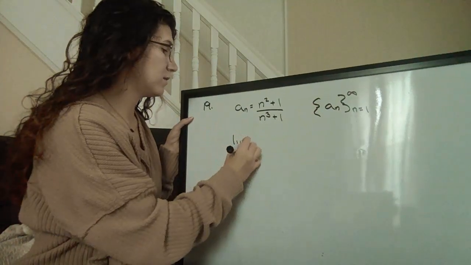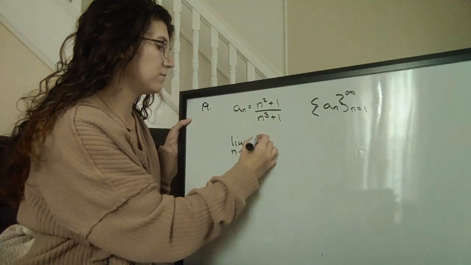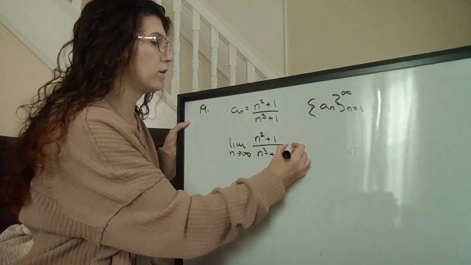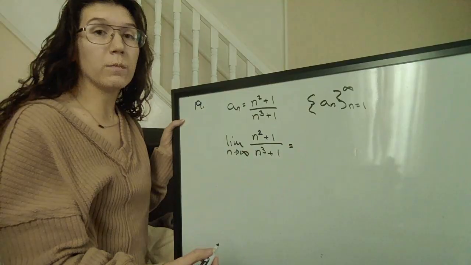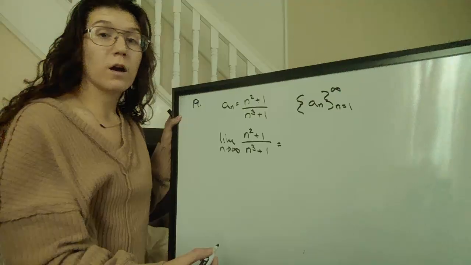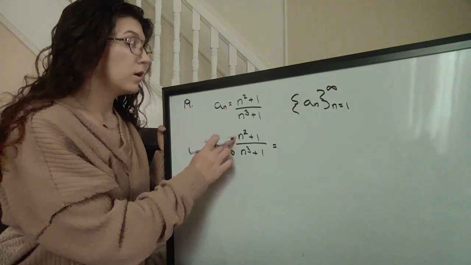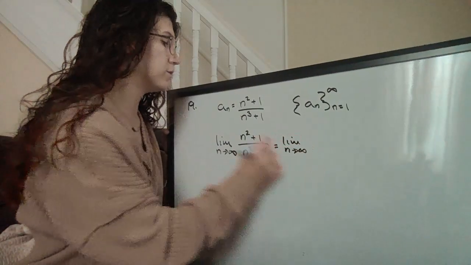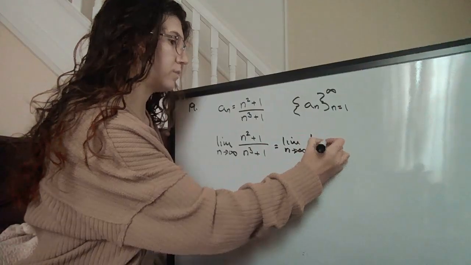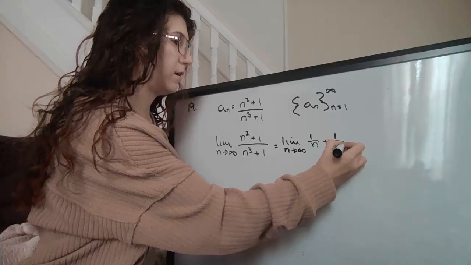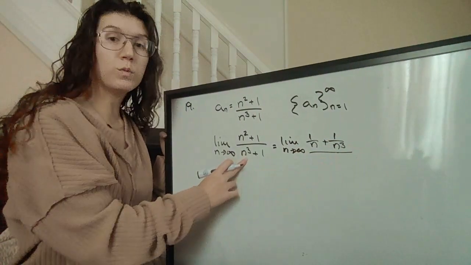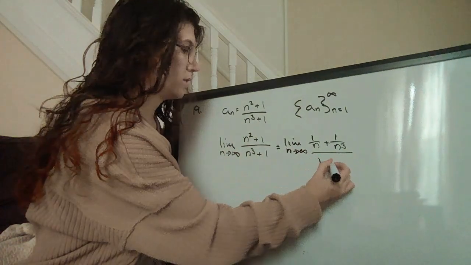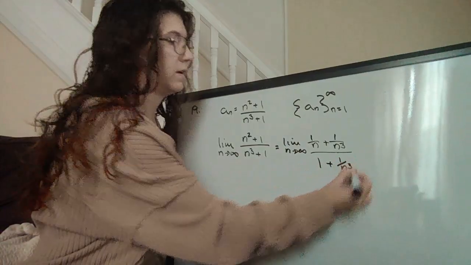So if I take the limit as n approaches infinity of n squared plus 1 over n cubed plus 1, the fastest way is just dividing by the highest power of n in our denominator. Our highest power of n in our denominator is n cubed. N squared divided by n cubed, two are going to cancel, so we just have 1 over n plus 1 over n cubed. N cubed divided by n cubed is just 1, plus 1 divided by n cubed.